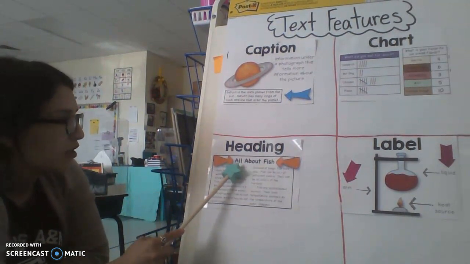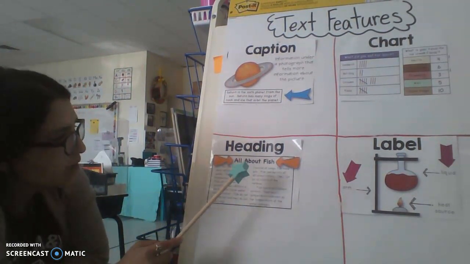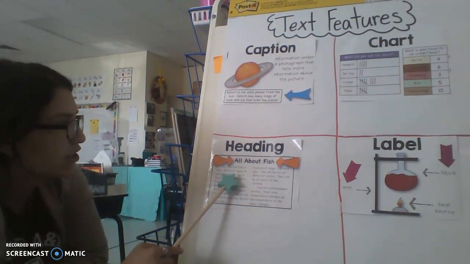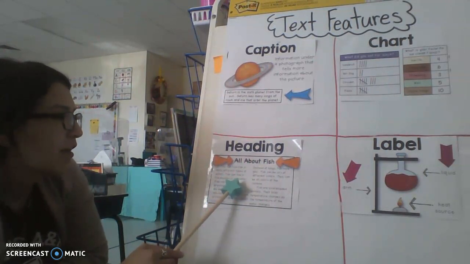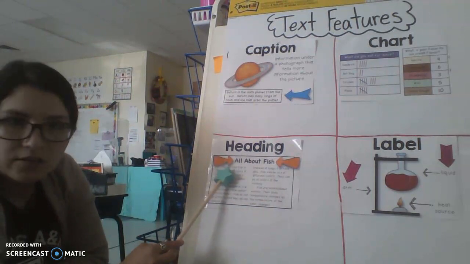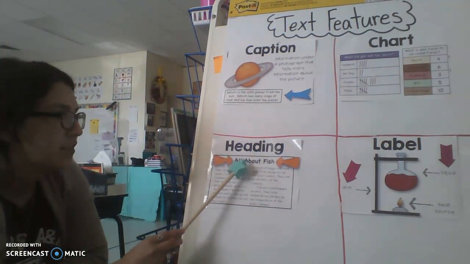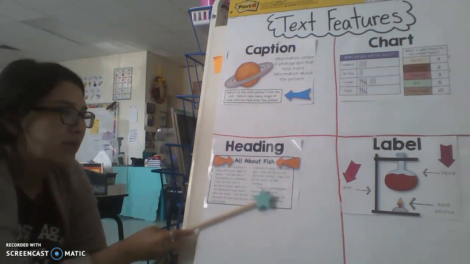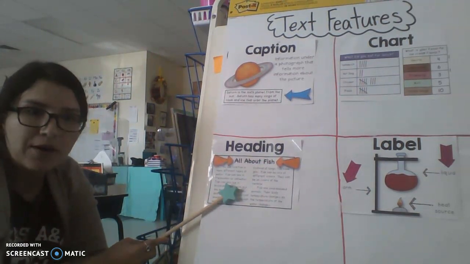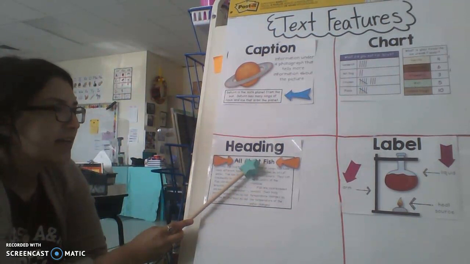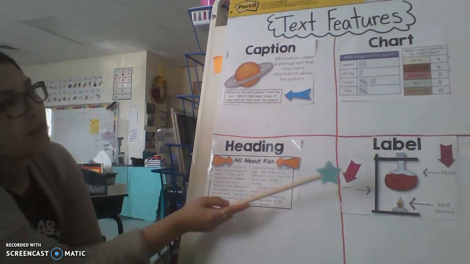All about fish. So I'm just going to read about 2 sentences. You can find fish in many different types of water. Fish can live in fresh water or salt water. So just off those 2 sentences, we're talking about fish already. So this is a perfect heading. It tells me that this section is going to be about fish. Okay? So a heading lets you know what you're about to read.